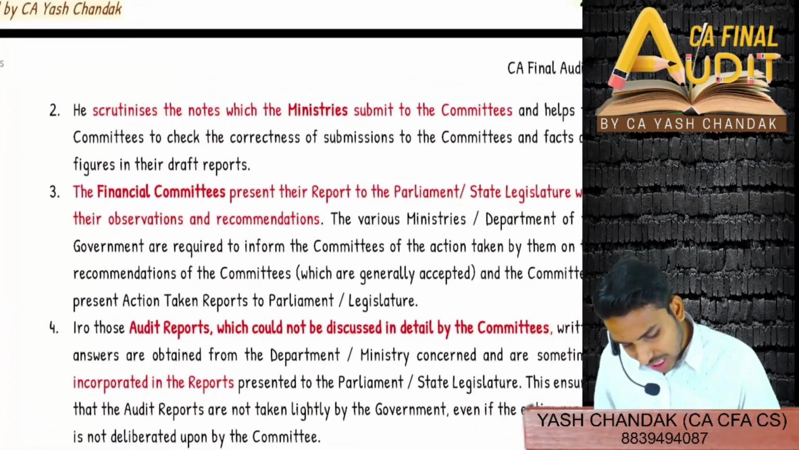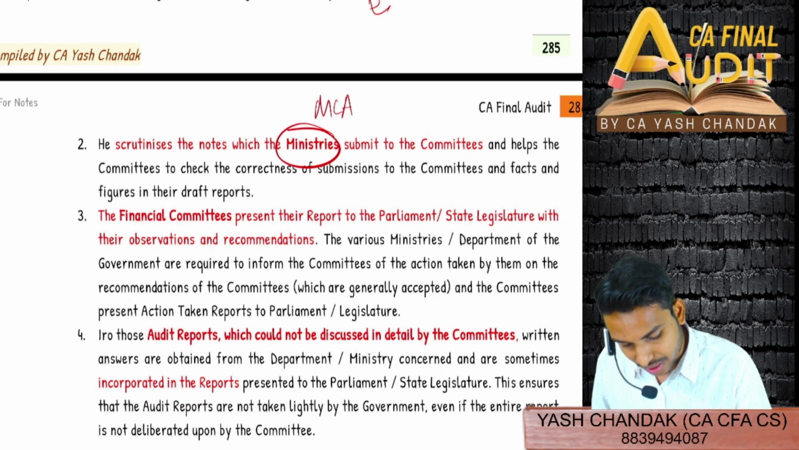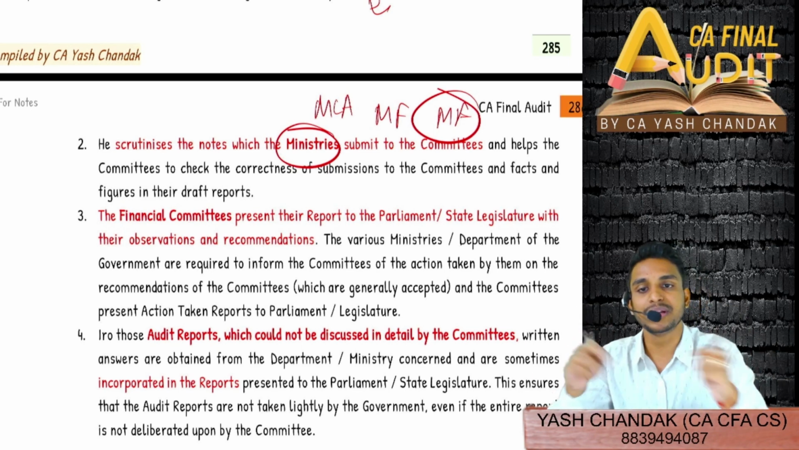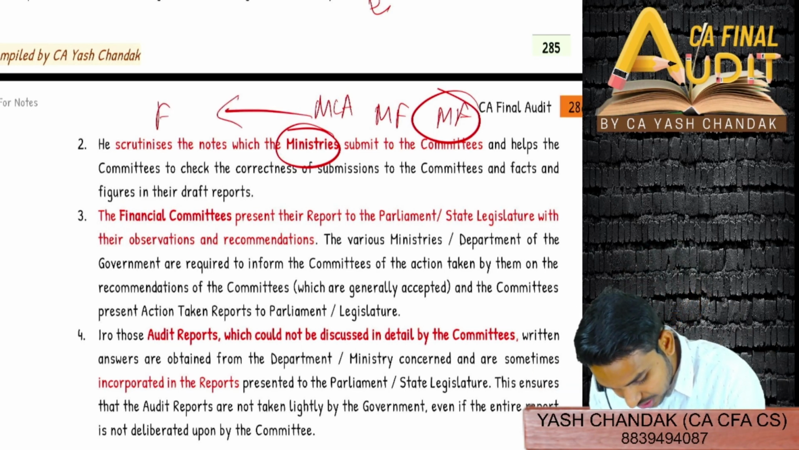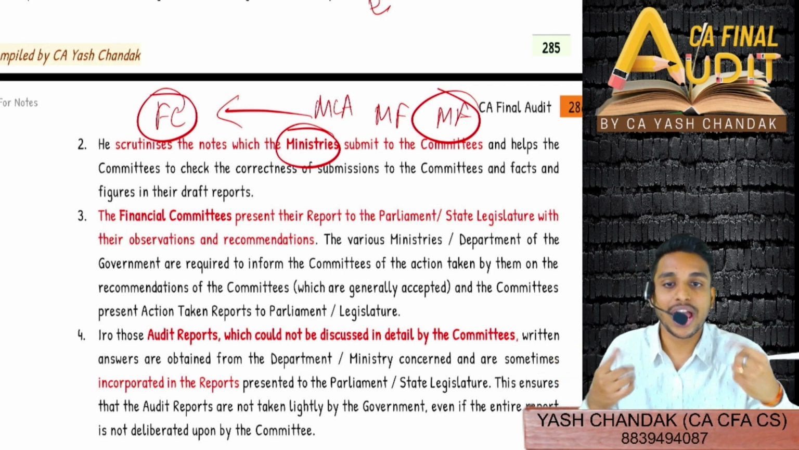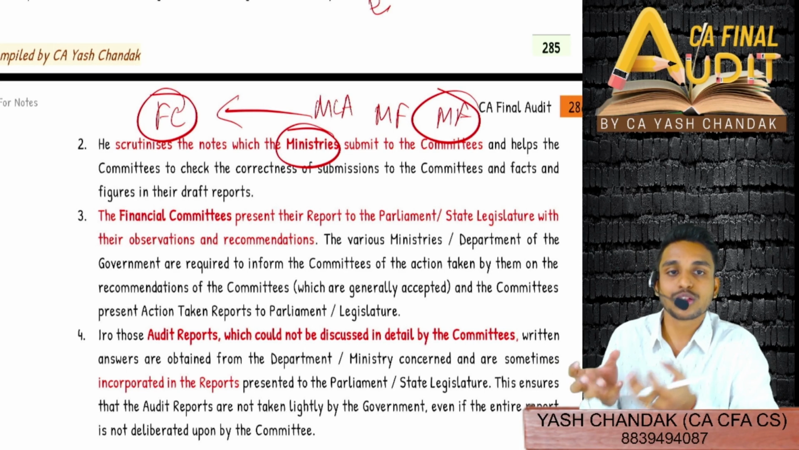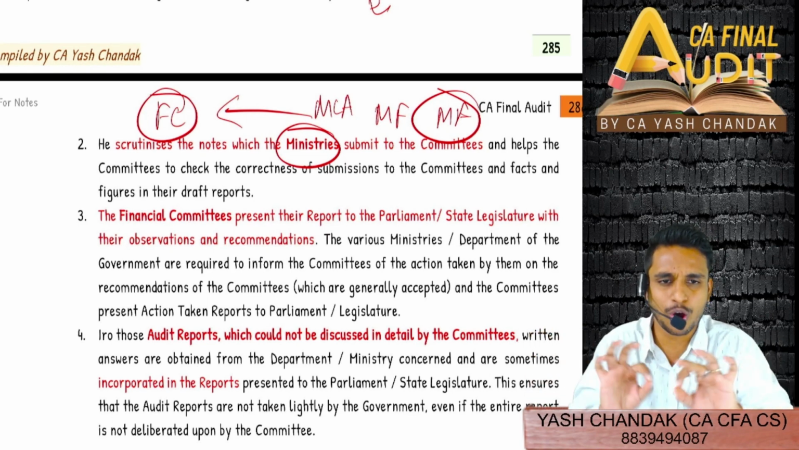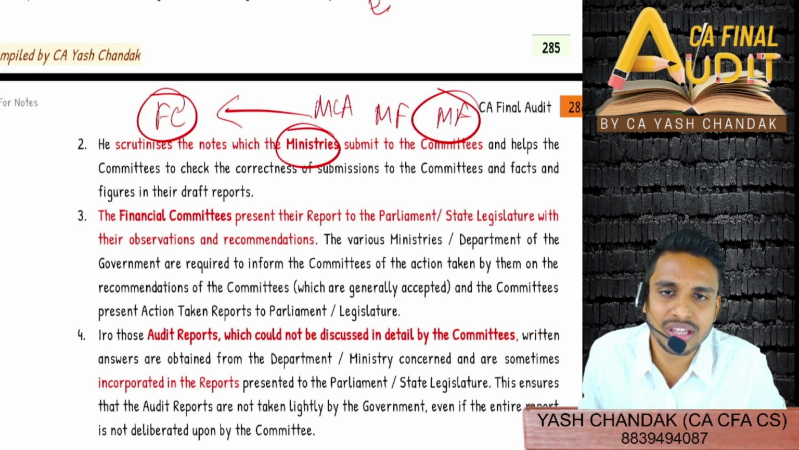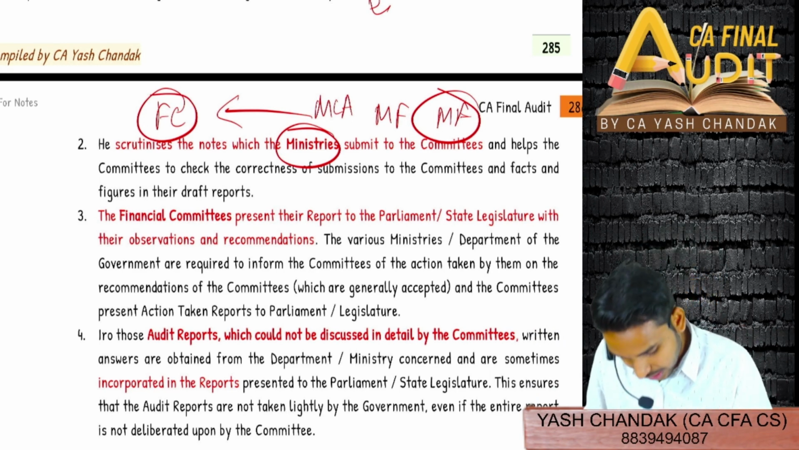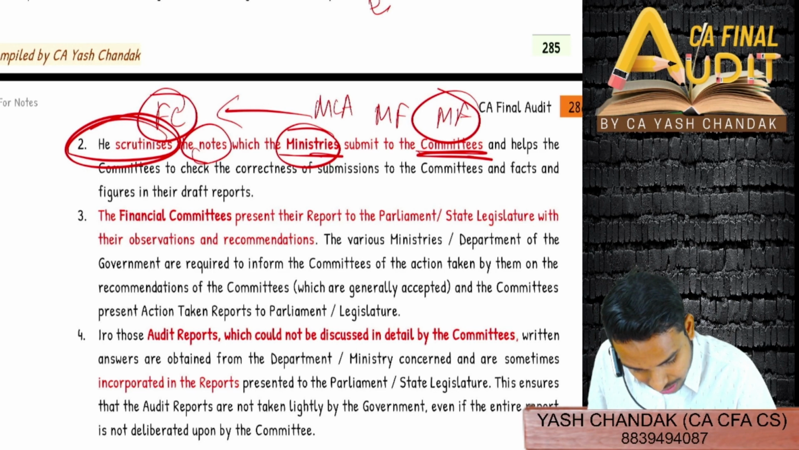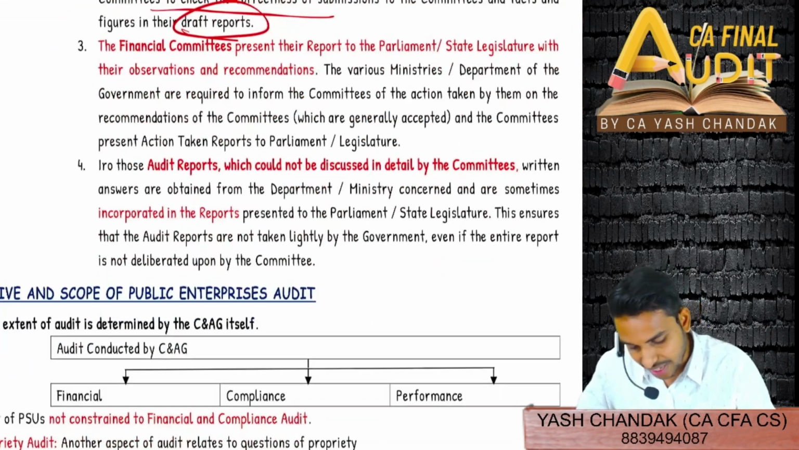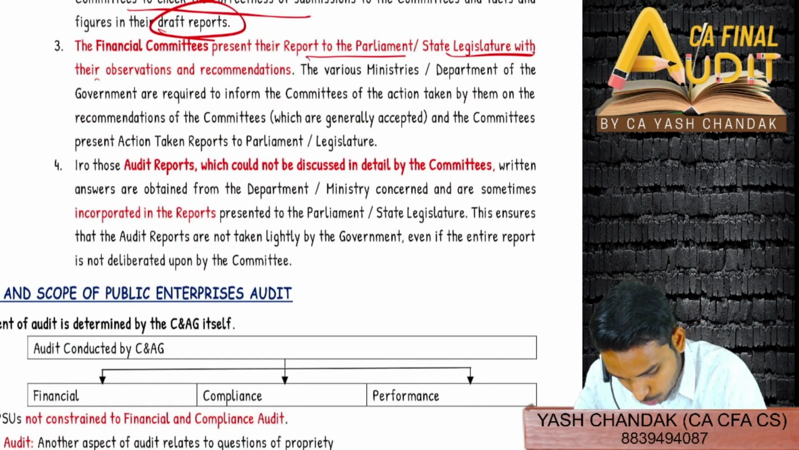Then there are also other ministries like the Ministry of Corporate Affairs, Ministry of Fertilizers and Industry, Ministry of Finance. All these ministries submit their reports to whom? They submit their reports to the financial committees. So the financial committees now have to check and work on the reports submitted by the ministries. So they'll go to whom? They'll go to the CAG. The CAG only takes care of all these reports submitted by the ministry. He scrutinizes the notes which the ministry submits to the committees and helps the committees check the correctness of the submissions and the facts and figures in their draft reports. And then the financial committees present their reports to the Parliament and state legislature with their observations and recommendations.